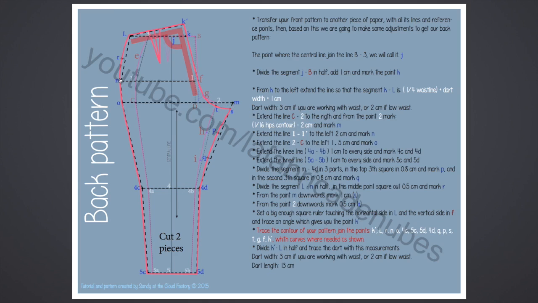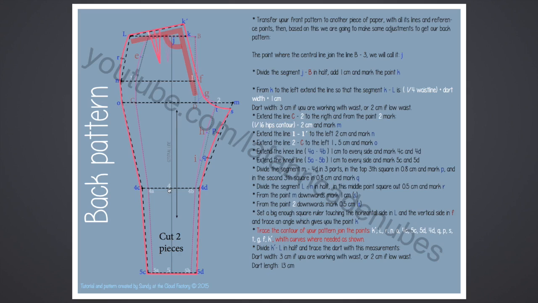For the point N, you have to extend this line to the left, and from the point 1 prime to the left, mark 2 centimeters, and that will be your point N. Now for the point O, you have to extend this line, the line C2, to the left, and in that line mark 1.5 centimeters to the left, and that is your point O.